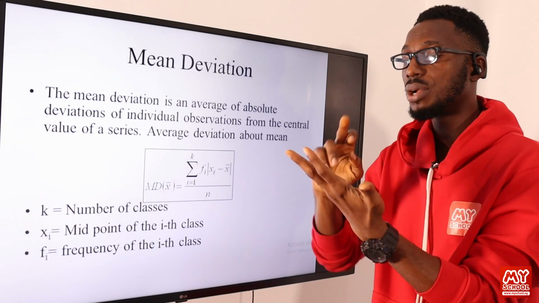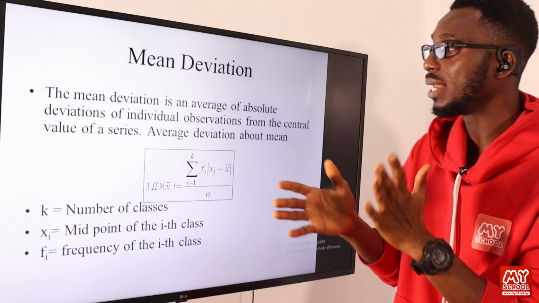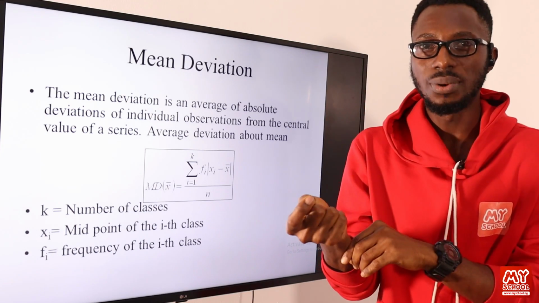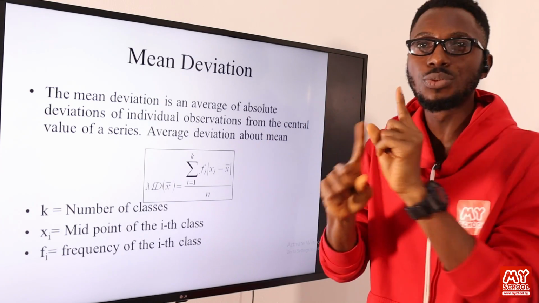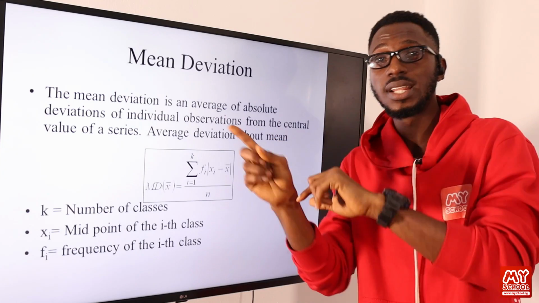So how many are they? 1, 2, 3, 4, 5. So 15 divided by 5 is 3. You can see their mean is 3. Now I take a particular assumed mean. So how far is 1 deviated from the assumed mean or from the mean? 1 minus 3, that is 2.